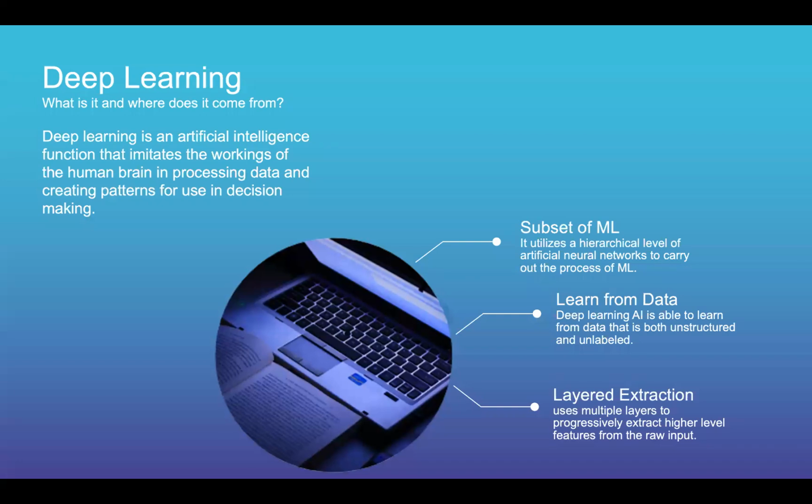And what is deep learning? It's basically a subset of machine learning. It uses hierarchical levels of neural networks to carry out the processes of machine learning. It learns from the data. One advantage of deep learning over machine learning is that the data you give to a deep learning model can be unstructured and unlabeled. It doesn't have to follow a specific set of rules, unlike machine learning, so you have more freedom to work on this particular problem.